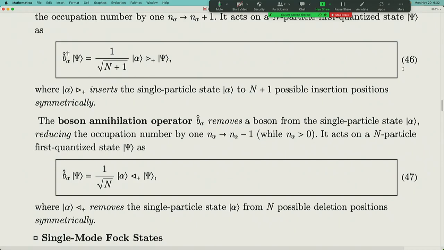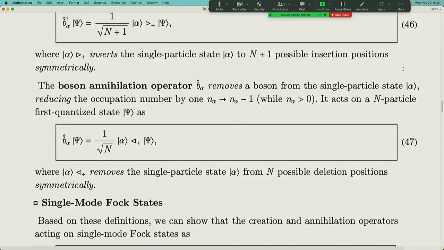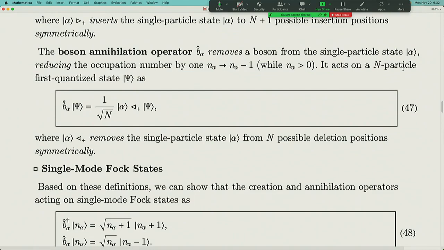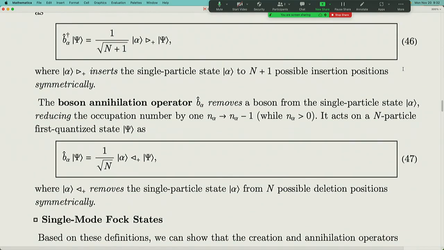So this 1 over square root of something, this something is always counting the number of ways to do deletion. And that one is counting the number of ways to do insertion. If you have n particles, you have n+1 different places to insert. And if you have n particles, you have n different places to do deletion, to remove. That's why there are these factors. So that's the rule.